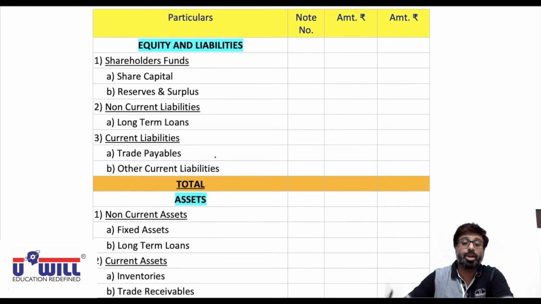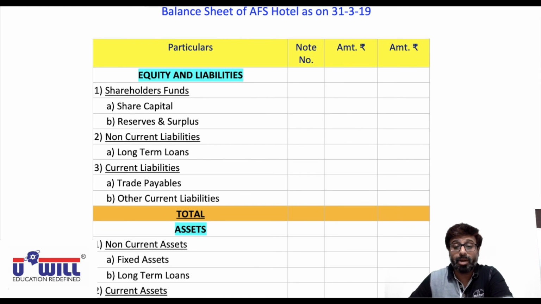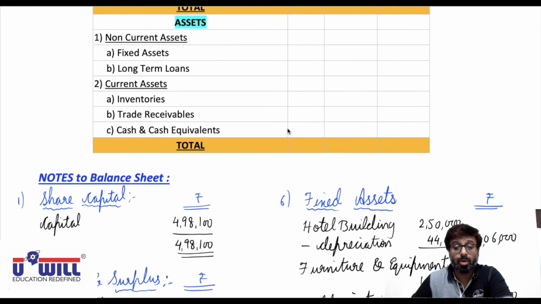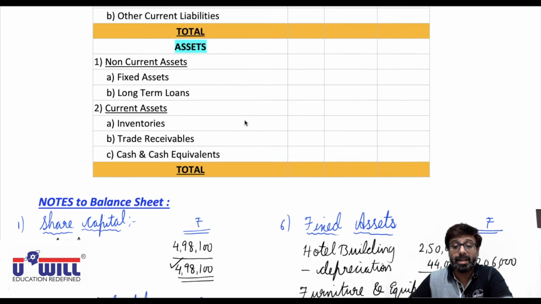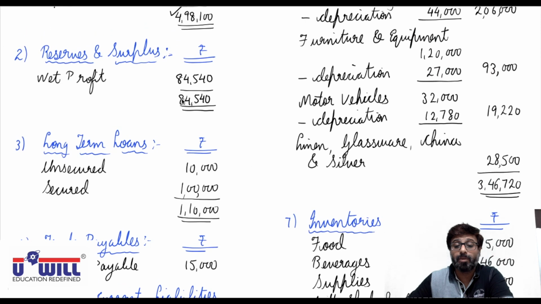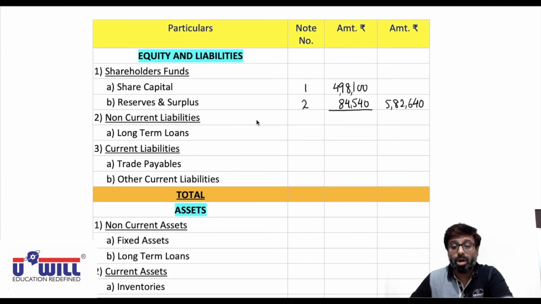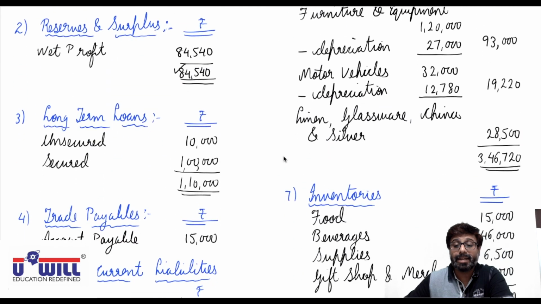So now if we make the balance sheet, all of you can see here, shareholders funds, share capital we have made note 1. What is share capital amount as per note 1? 498100. Write it in inner column, 498100. Then note 2 we have for reserves and surplus 84540. So what are the total shareholders funds? 5,82,640. Okay. Then non-current liabilities, long-term loans we have in note 3, that is 1,10,000.